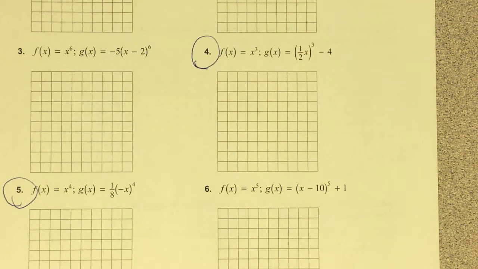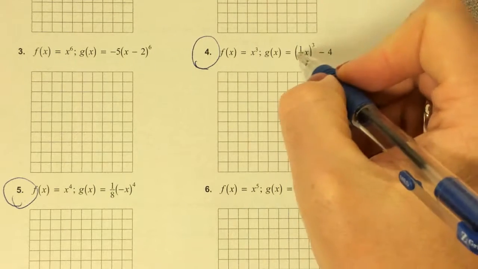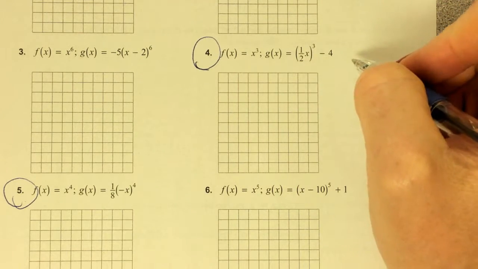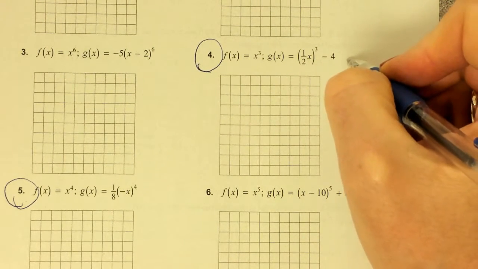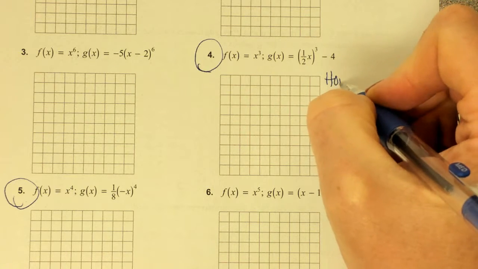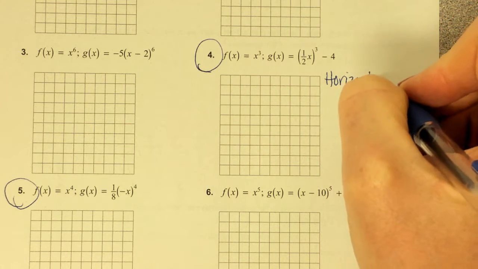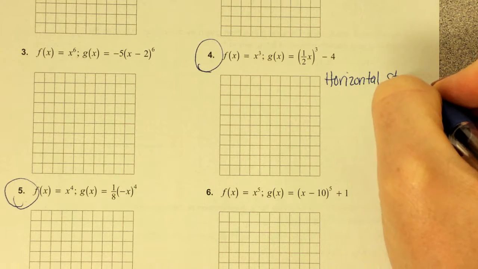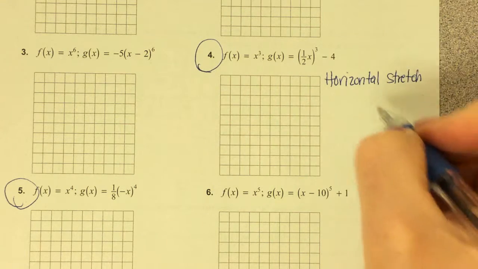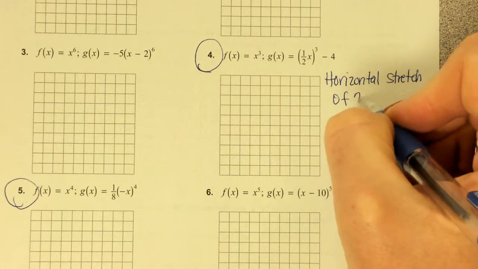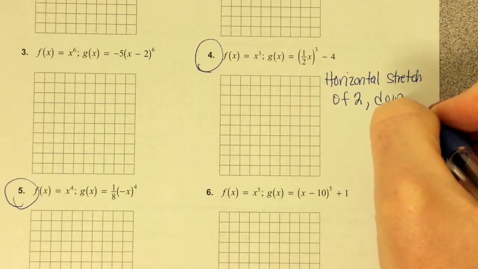Okay, so looking at page 109, looking at this function, like she just said, this is going to be a horizontal stretch. And the reason it's horizontal is because it's with the x, so it's a horizontal stretch of 2, and then it's going to go down 4.